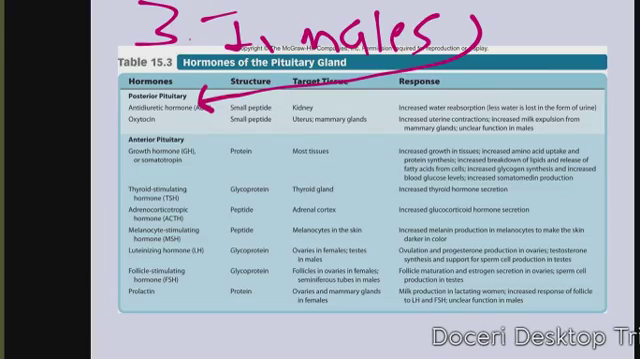Prolactin targets the ovaries and the mammary glands and produces milk in lactating women and increases the response of follicles to LH, luteinizing hormone, and FSH, follicle stimulating hormone. It is unclear what role it would play in males.